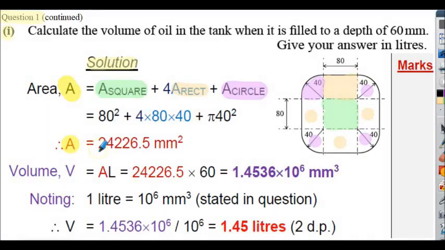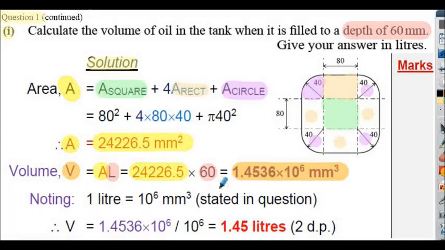So that calculates the area of the base shown here in millimeters squared, and we calculate the volume by simply multiplying the area by the length or the depth. That's a depth of 60 millimeters stated in the question. That gives a volume here in millimeters cubed, and of course we have the conversion in the question of 1 litre is equal to 10 to the 6 millimeters cubed, so the volume can be converted from millimeters cubed into litres, stated to 2 decimal places here. And that was worth 4 marks.